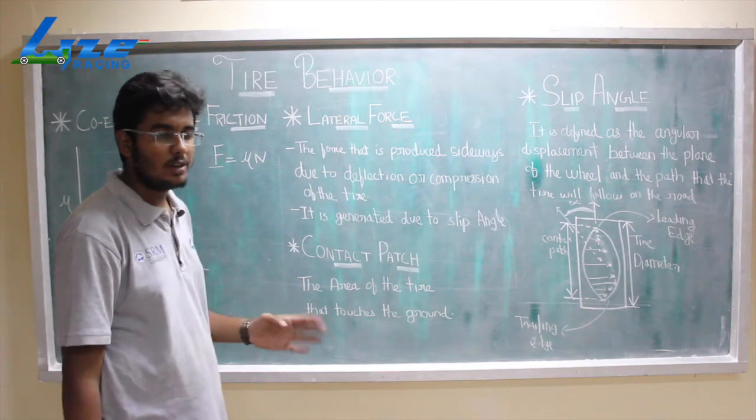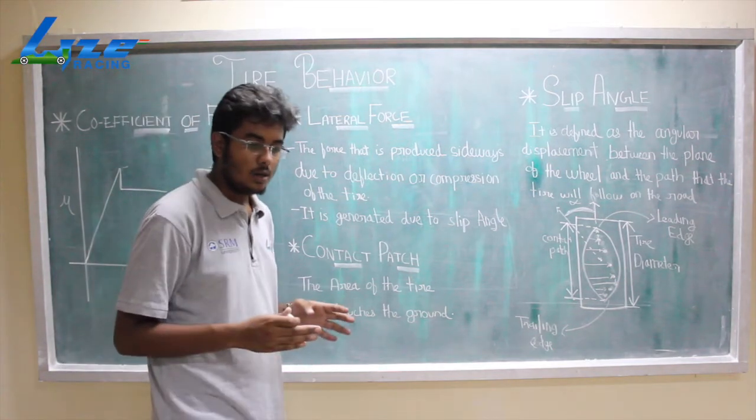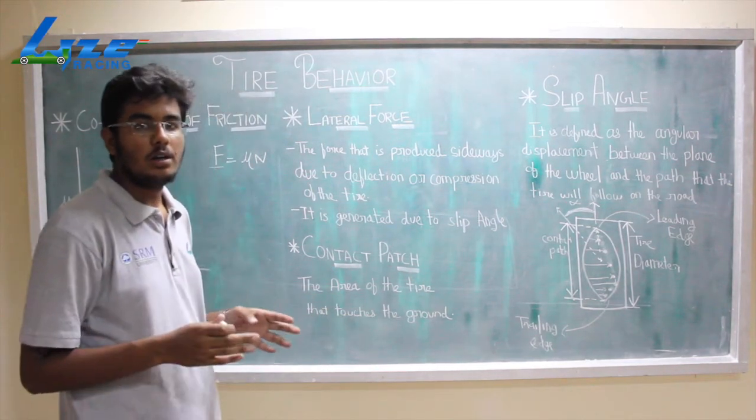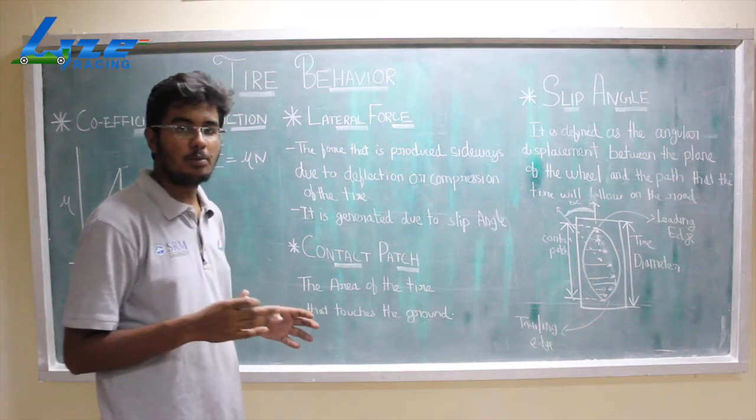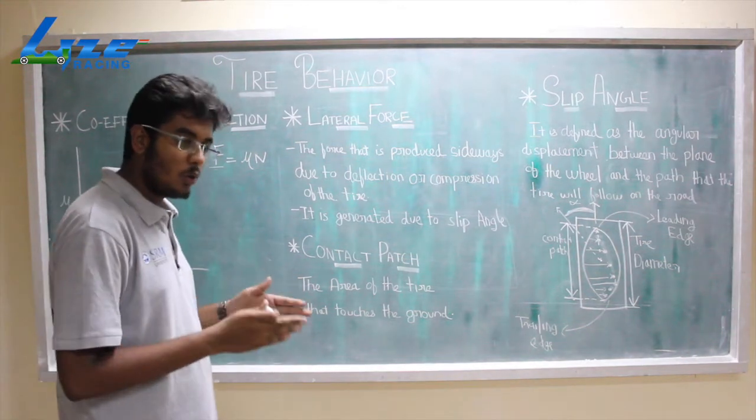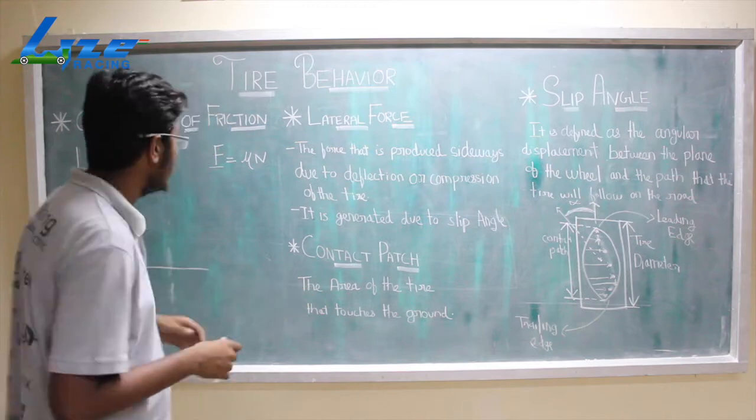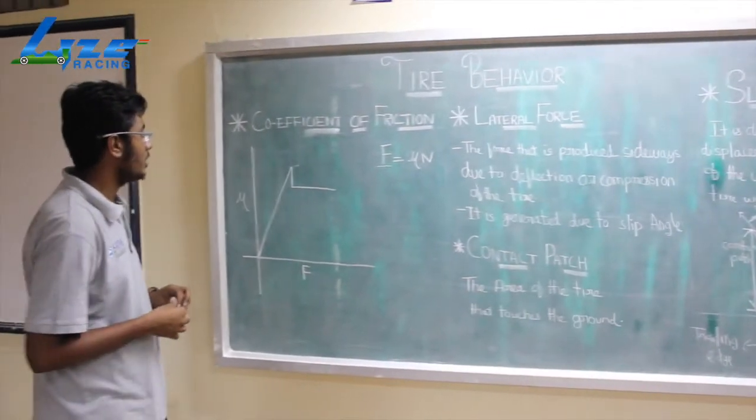In this, one thing we notice is that the power we supply, or the downforce which the aerodynamics produces, is going through 4 small contact patches on the tyres. Now let us start with coefficient of friction.